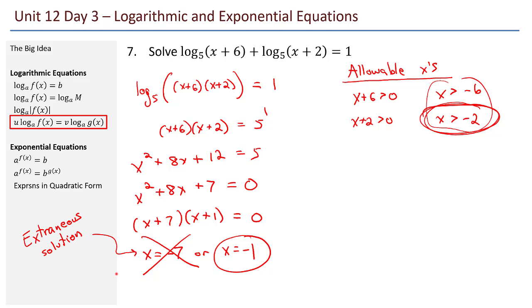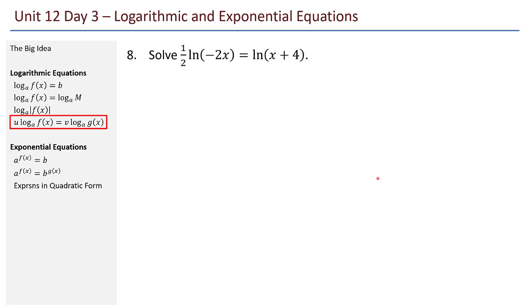All right, let's try another. So in this problem, I have logs on both sides of the equation, and one thing that makes it difficult is that I can't just set their arguments equal to each other because I also have this factor of 1/2 in front. By a property of logs, if there's a constant out front, it can become the exponent. Now 1/2 is a little hard to work with, but here's a trick. Let's multiply both sides by 2, and so I get natural log of negative 2x equals 2 times the natural log of x plus 4.